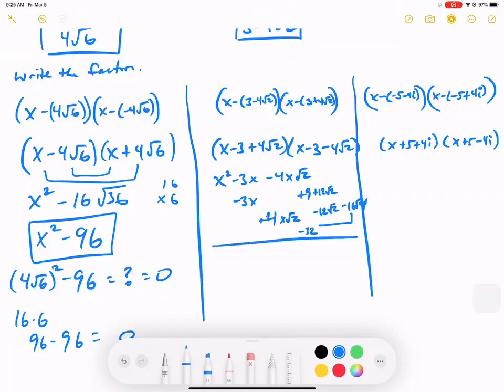Right. Combine them all down. x squared minus 6x. These two cancel out. These two cancel out. And we're left with a negative 23. How did I get 96? The way I got 96 here was when I multiplied, 4 times 4 is 16, and 6 times 6 is 36. 16 outside, 36 inside. The square root of 36 is 6, so 16 times 6. And 16 times 6 is 96.